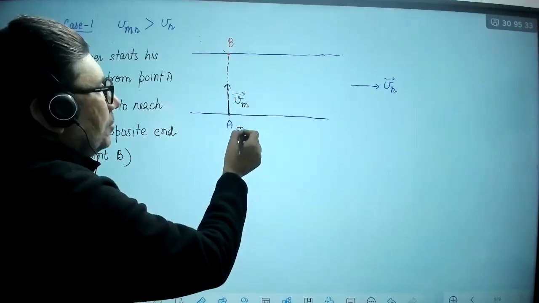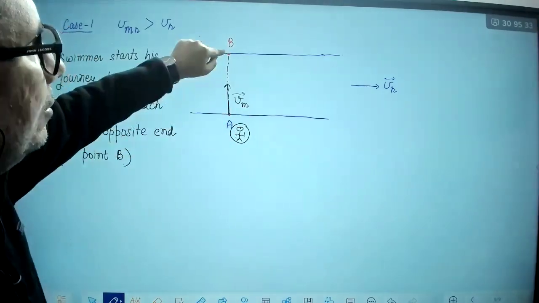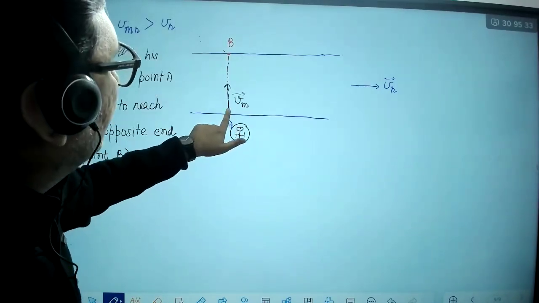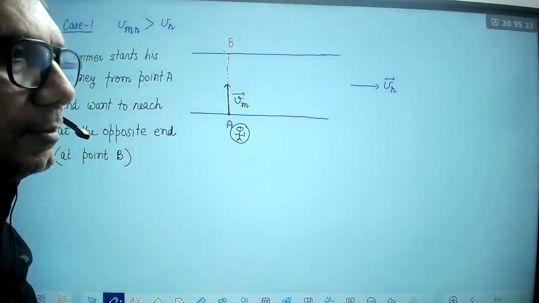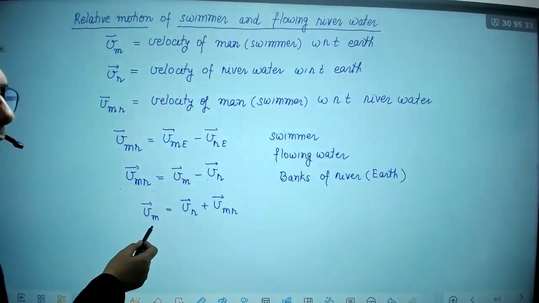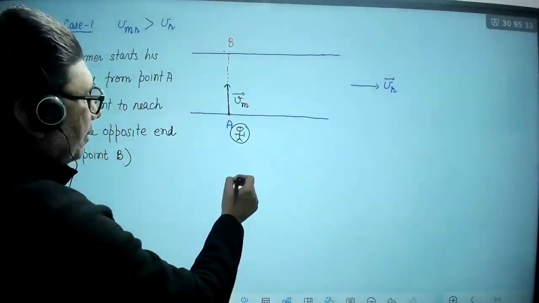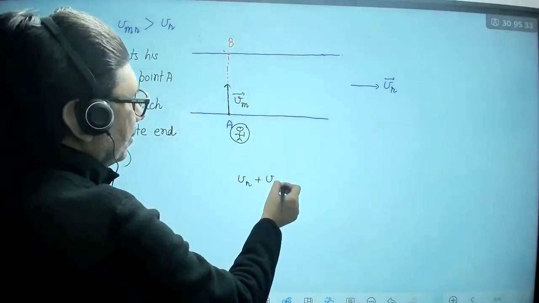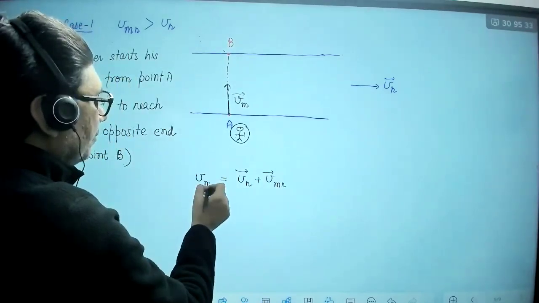Try to understand. You want the swimmer to start his journey from A and reach B. You want to see him at B. So automatically, from your point of view, the swimmer should move like this. This will be the velocity of the man with respect to the earth. And what is the formula which I have given you right now? That is VM is equal to VR plus VMR. The sum of these two vectors should be VM.